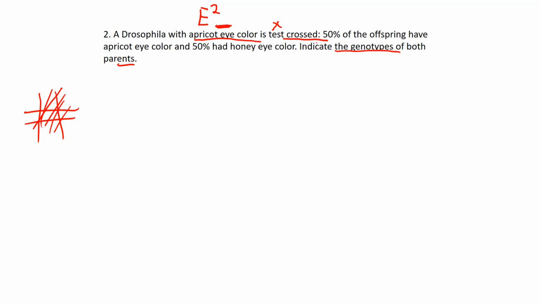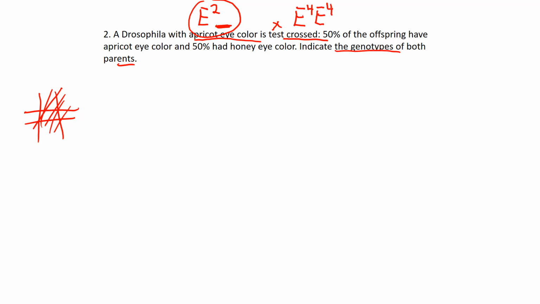Okay? Now, test cross. This throws people off because people say, well, what's the other parent? A test cross, remember, is always done when you have an unknown parent. That's the apricot. We don't know that genotype. We know they have an E2, but we don't know the other allele. And it's always done, and this is the key here, with the most recessive trait, right? And if we take a look at eye color, the most recessive trait in eye color for fruit flies is E4, which is white.